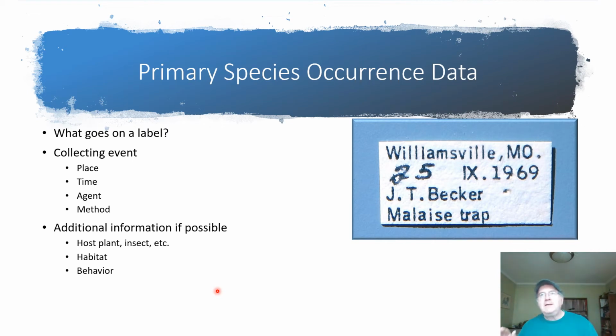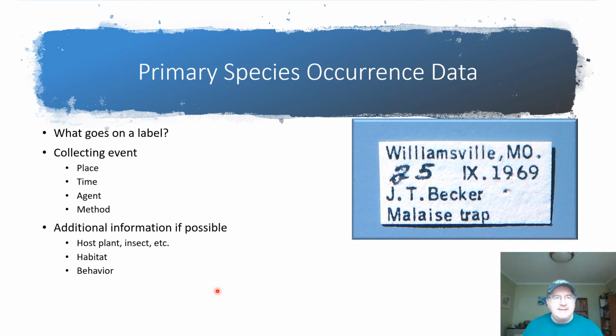As a sideline, what some people will sometimes do is put a field number on the label, which corresponds to a number in a field notebook where the data are transcribed in more detail, perhaps pages and pages of observation of what that specimen was doing before it was collected.